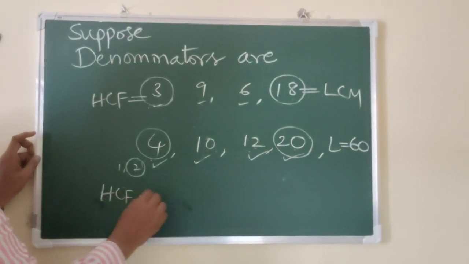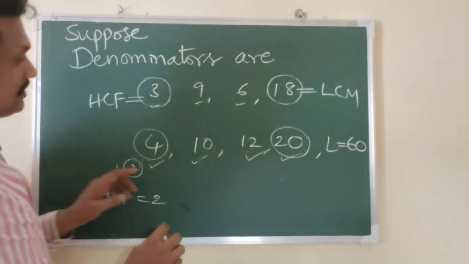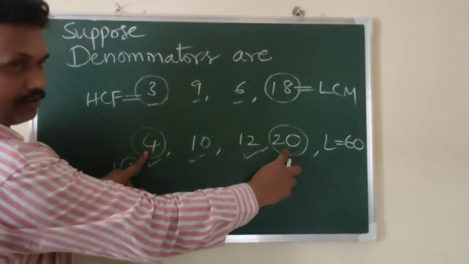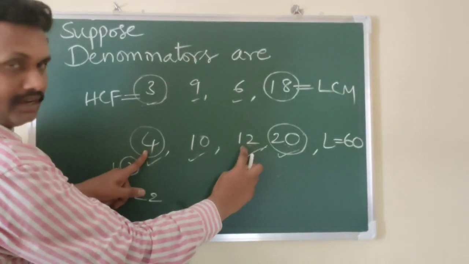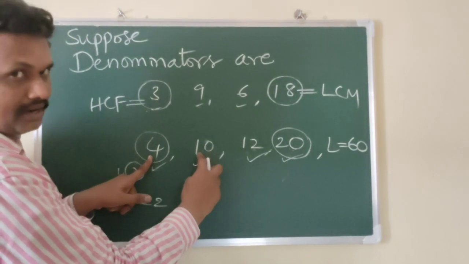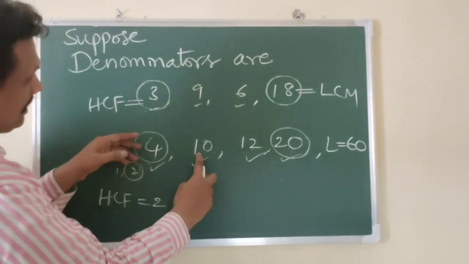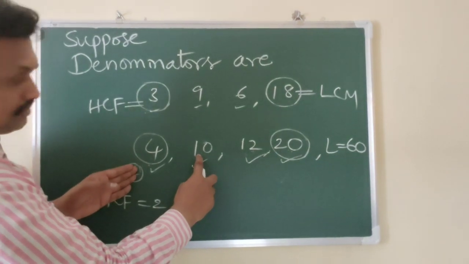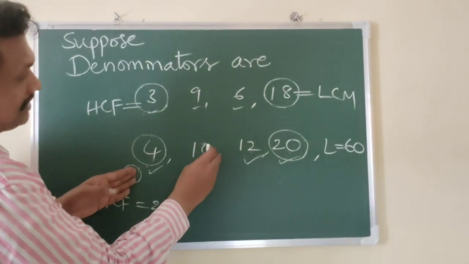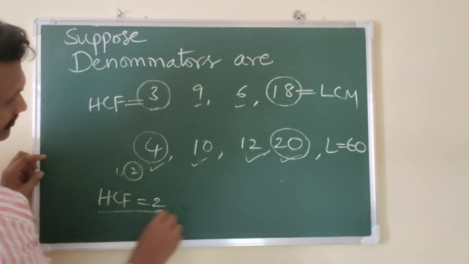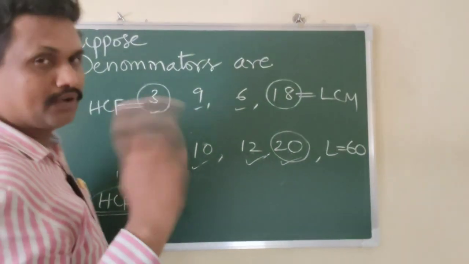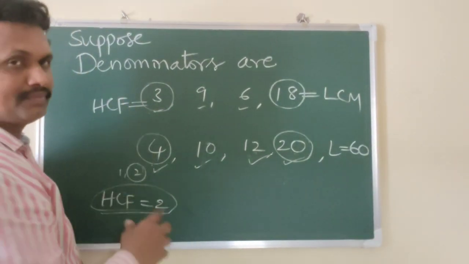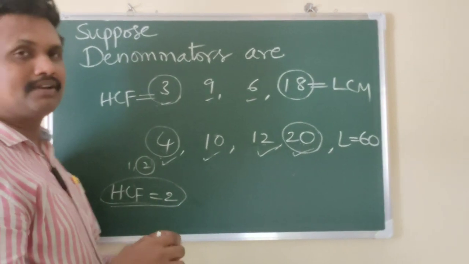HCF is 2. Once again, the last observation: 20 divided by 4, leave it. 12 divided by 4, leave it. But 10 alone is not divided by 4. At that time take half of 4 or the factors of 4. Half of 4 is 2. 2 divides 10. So that's why HCF is 2. That's all. Like that, it is easy to get orally. For understanding purposes, I wrote it here. With a little practice, you will get it orally.